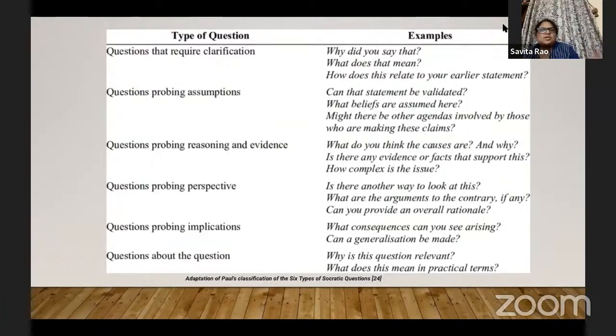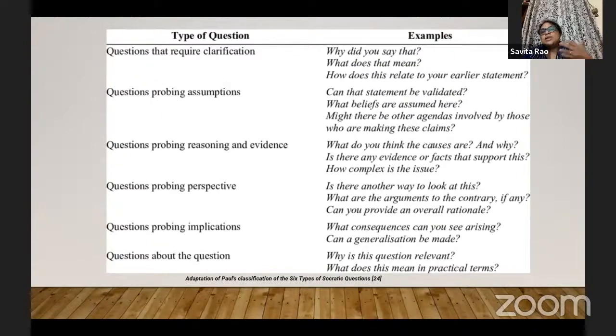Could that person be very stressed, or could that person be thinking of something else, because of which he or she could have responded to you in such a way. So this is where you're putting questions to probe perspective. And then you also have something called implications here.